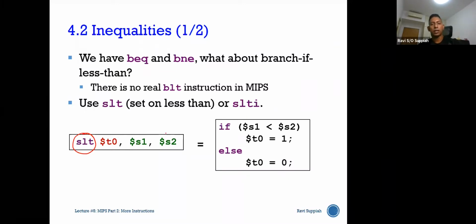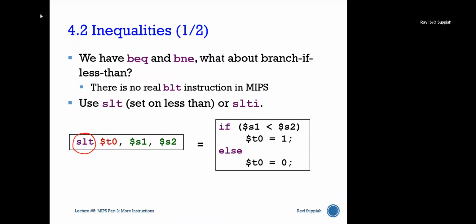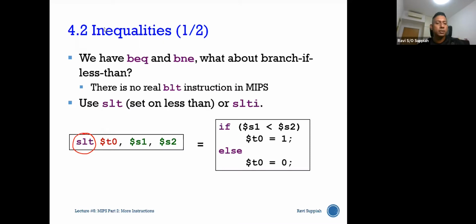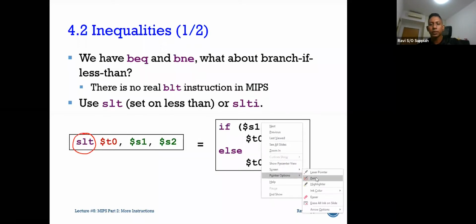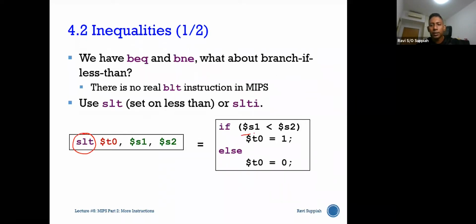So this SLT instruction, what does it do? It sets on less than. That means if S1 is less than S2, then T0 will be 1. If not, T0 will be 0.